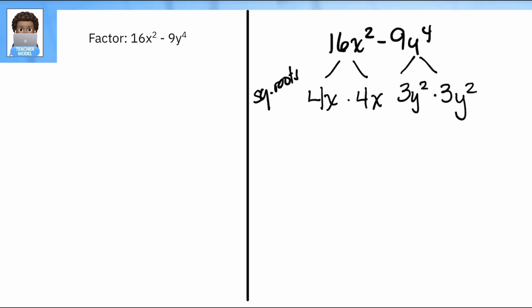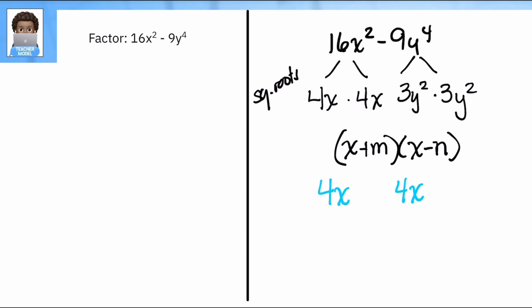And now I'm going to rewrite this in the format x plus m, x minus n. So watch as I do this. I have 4x as my x terms. One is plus, one is minus. And then for my m and n, I'm going to have positive 3y squared and negative 3y squared. So it is in form.